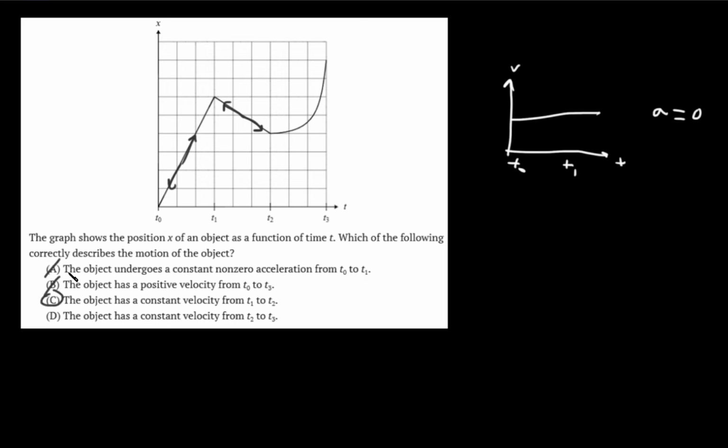However, let's look at D for practice. The object has a constant velocity from t2 to t3. So let's look at the slope of this graph. So we see from here, the slope is this much. At this point, the slope is about here, and at this point, the slope is about here. So as we learned earlier, if the velocity is increasing, that means there is an acceleration, which means that the object does not have a constant velocity, which makes D incorrect.